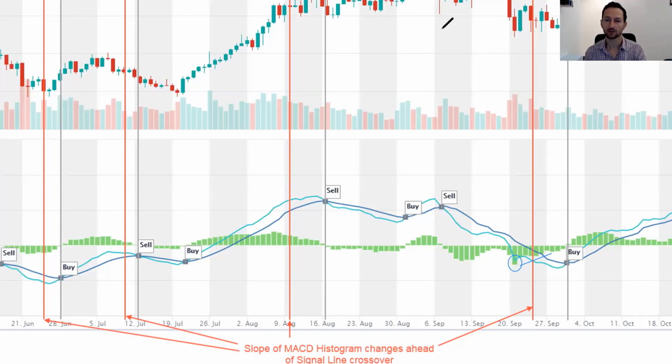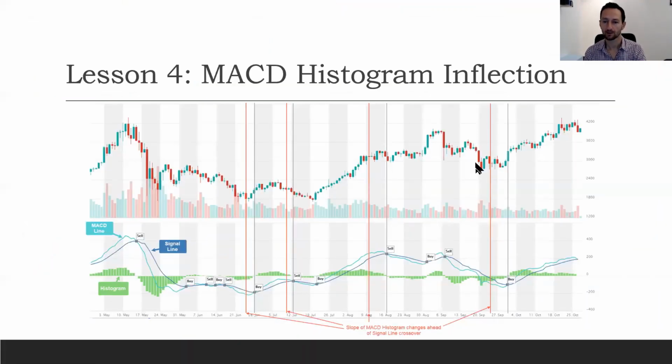Let's zoom out to make that more clear. So again, if we had used the histogram bar inflection point here, we would have bought the Ethereum about right here around 3,000, whereas if we waited for the buy signal, we would have bought it about here, which is about 3,300 or so. So a bit later and a bit worse entry point than the histogram.